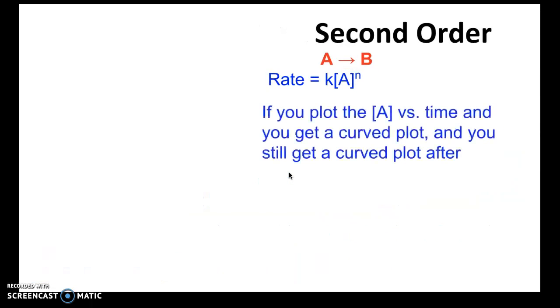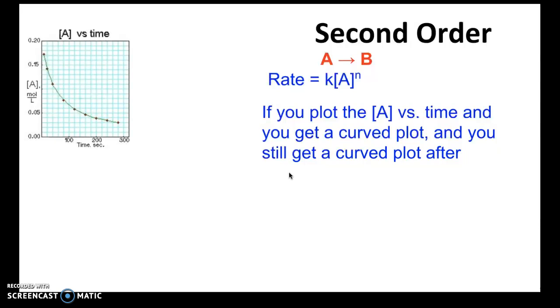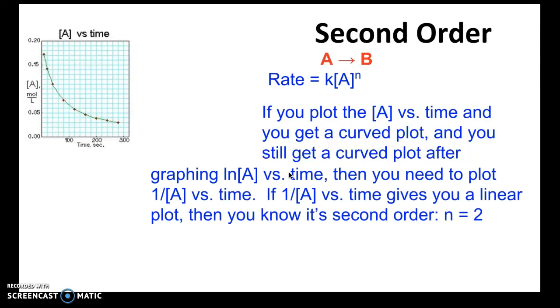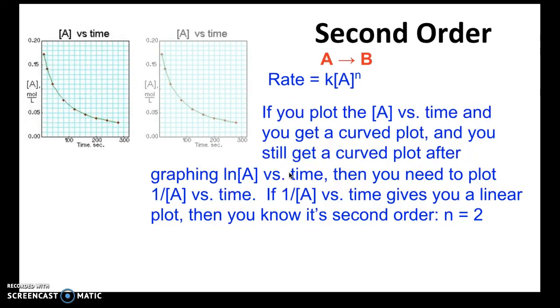Okay, let's take a look at second order. So let's say for second order, you start off with concentration versus time, and once again you get a curved plot, and you're like, oh, okay, that's curved. Well, let me go ahead and try natural log of A versus time. So you take the natural logs of all your concentrations of A and you plot that, and you still get a curved line. Uh-oh. Well, then you have one more thing that you can try, which is taking 1 over the concentration of A and plotting that versus time.